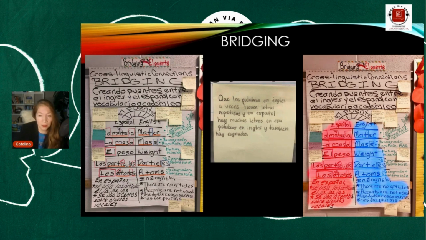So also they were able to answer on their Post-it notes in English or in Spanish. So here we have a little bit of feedback from one of the students, que las palabras en inglés a veces tienen letras repetidas, so that we mentioned the repeated letters, in English, the repeated consonants. Y en español hay muchas letras en esas palabras y también hay cognados, right? So she mentions the cognates.